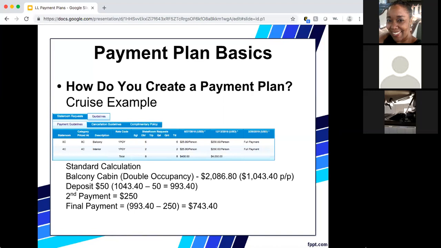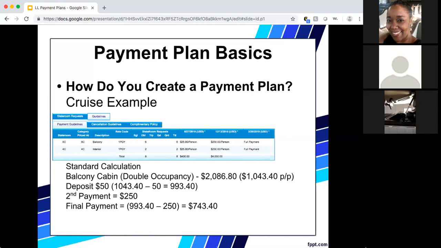So in this case, that would have meant they would have paid that initial deposit, the second payment of $250, and then they would have to pay $743.40 by that February date. This could work. For some people, that would be fine.